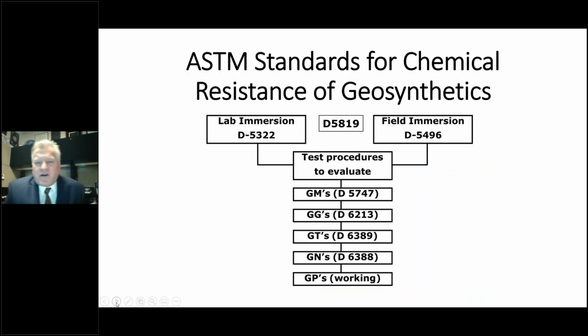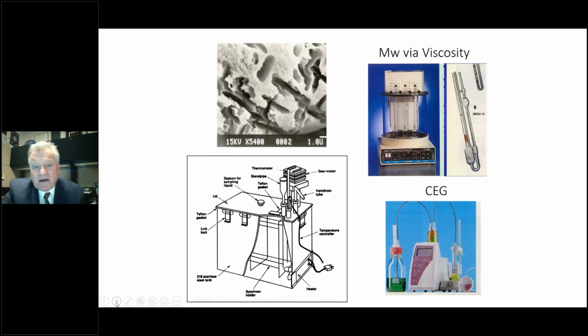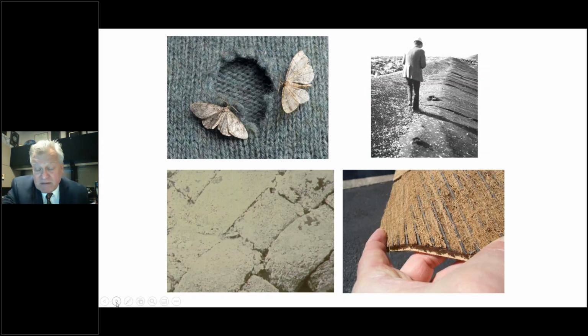As far as ASTM standard for chemical resistance is concerned, please realize you have a plethora of information from both a laboratory immersion and a field immersion associated with this. There are 2 procedures for that, and then subsequently a test protocol for your materials, all covered under D5819 within ASTM D35. As far as the durability of the material, we can also look at viscosity and CEG, and that works along with the different materials.